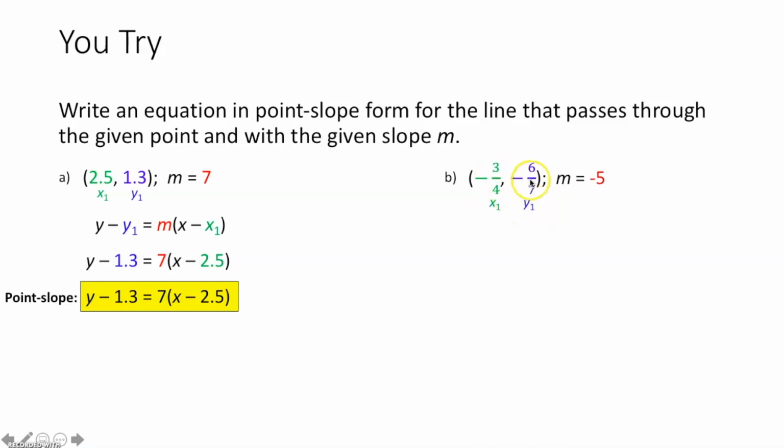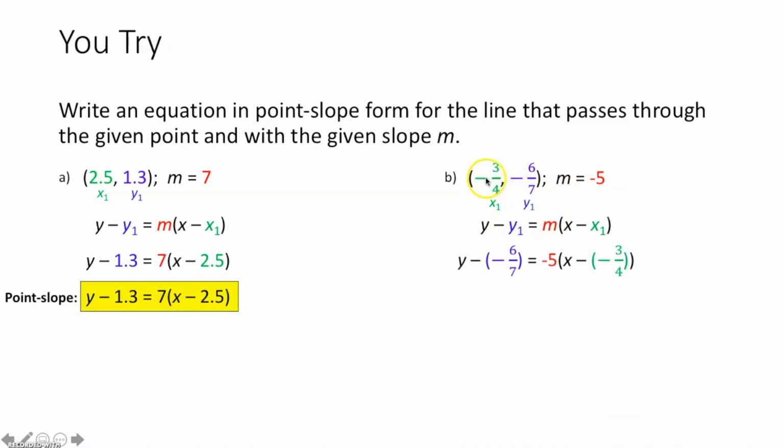This is our x sub 1, this is our y sub 1, this is our slope. So now, point slope form: y minus y sub 1 is equal to m times the quantity x minus x sub 1, meaning I'm going to take negative 3/4, plug it in for x sub 1, take negative 6/7, plug it in for y sub 1, and take negative 5 and plug it in for m.